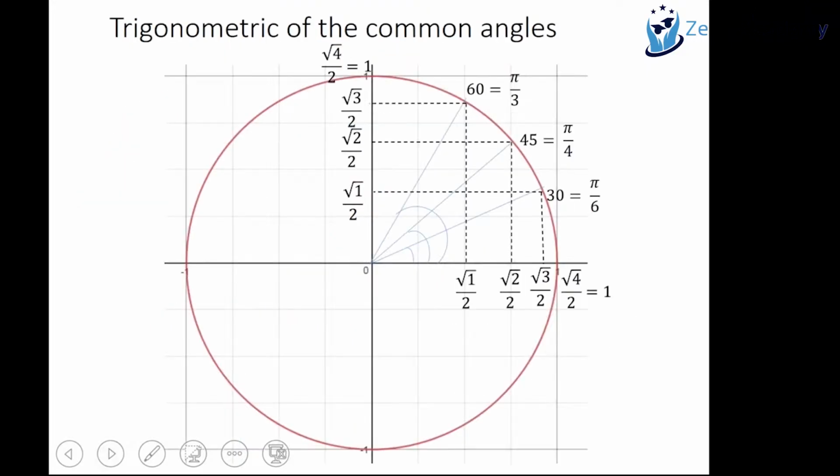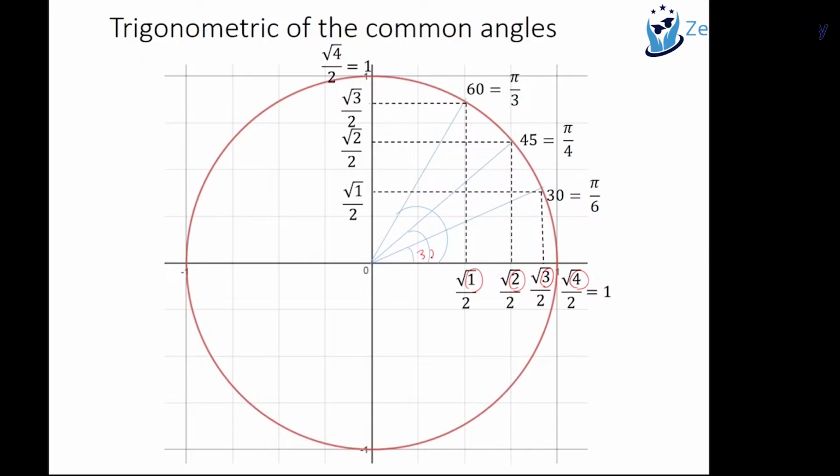And here we see another way to memorize the sine and cosine of these basic angles. Again, 0, 30, 45, 60, 90. This time we're using the unit circle. The way we're going to memorize this is to draw these 4 points on the x and y axes in the positive direction. We're going to start with square root 1, square root 2, square root 3, square root 4, divided by 2.